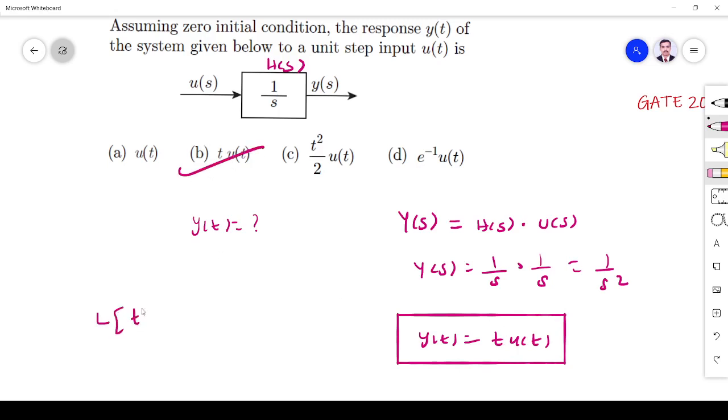We know the Laplace transform of t power n times u of t is n factorial divided by s power n plus 1. So for n equals 1, it is 1 by s squared, giving t power 1 u of t. That's the answer, right? Thank you.